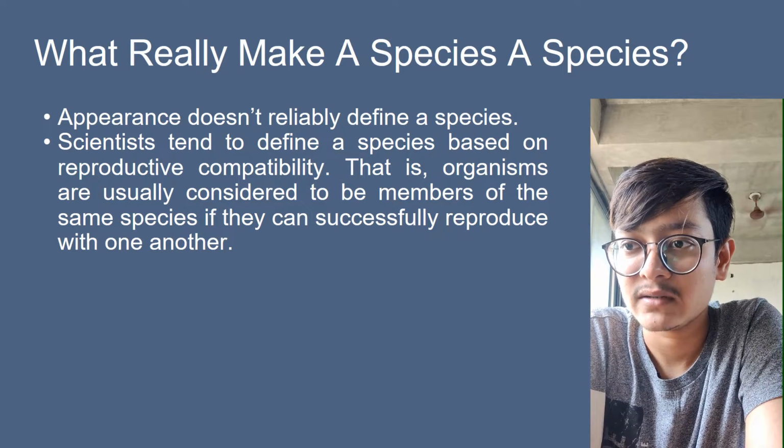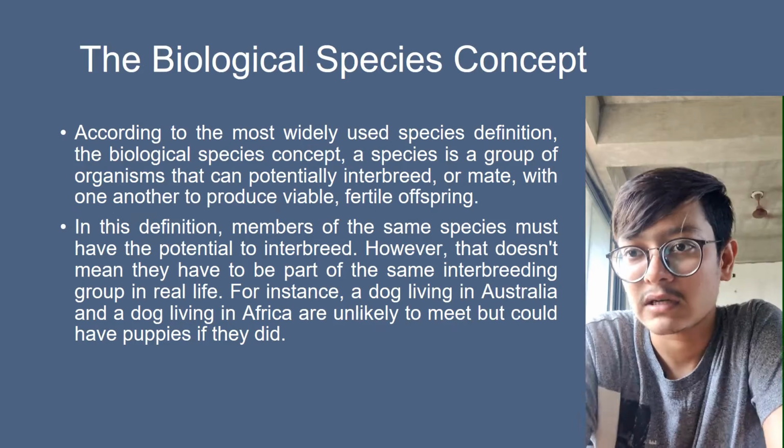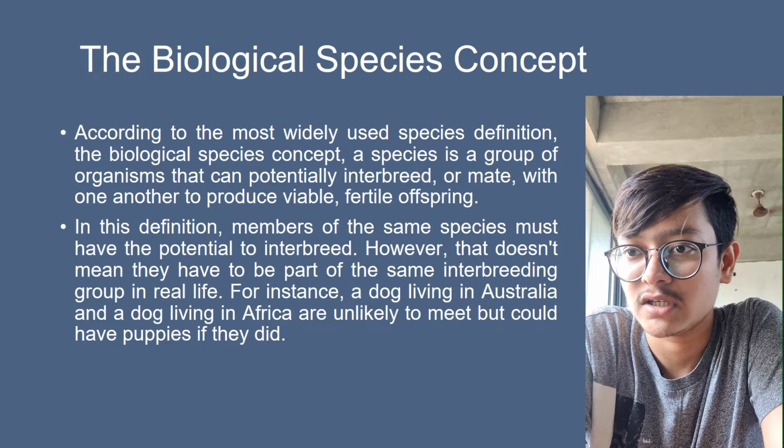Scientists tend to define a species based on reproductive compatibility. That is, organisms are usually considered to be members of the same species if they can successfully reproduce with one another. Now let us discuss the biological species concept.